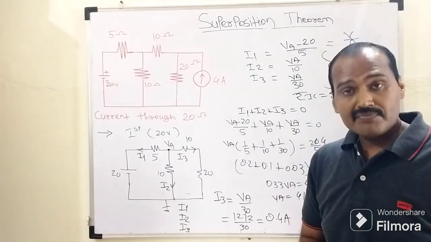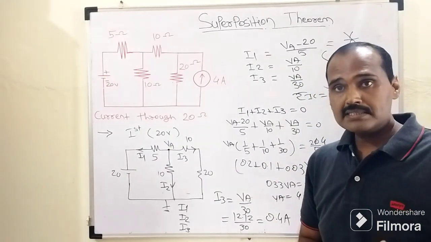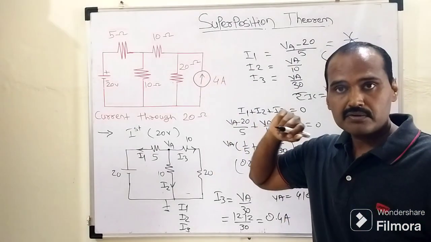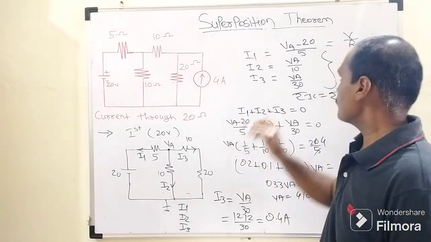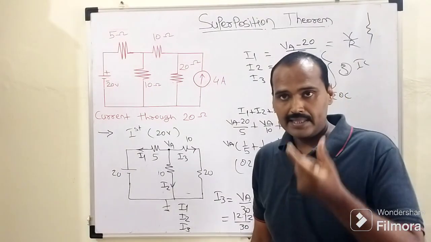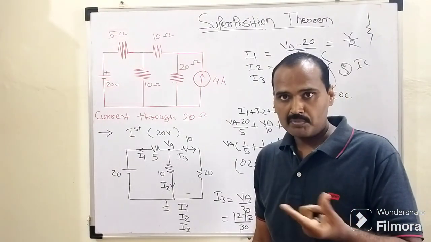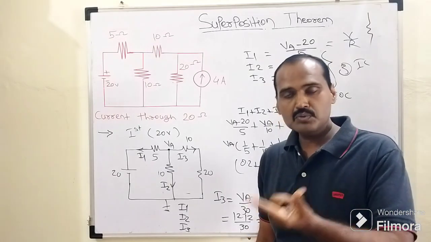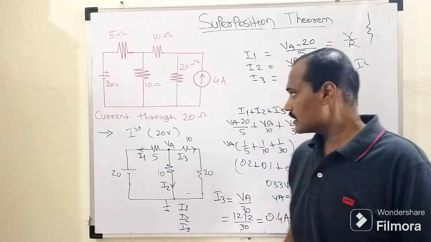Now it is very important for us to understand how this 0.4 ampere current flows through this 20 ohm resistor. As this 20 ohm resistor is connected in a vertical arm, there are two possibilities, either top to bottom or bottom to top. If it is connected in a horizontal arm, then left to right or right to left. These are the two possibilities, right?